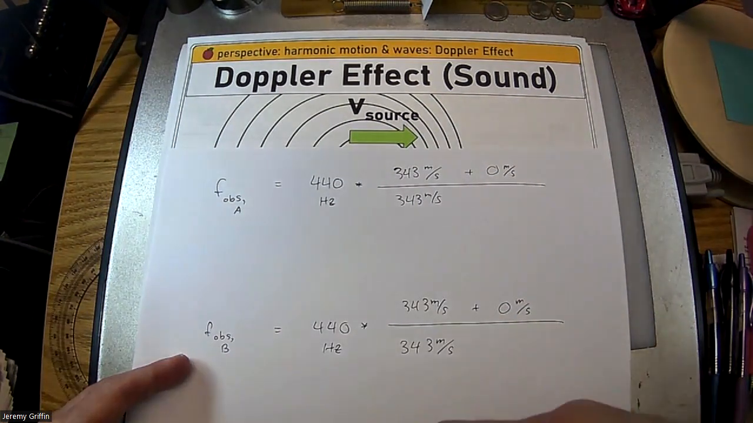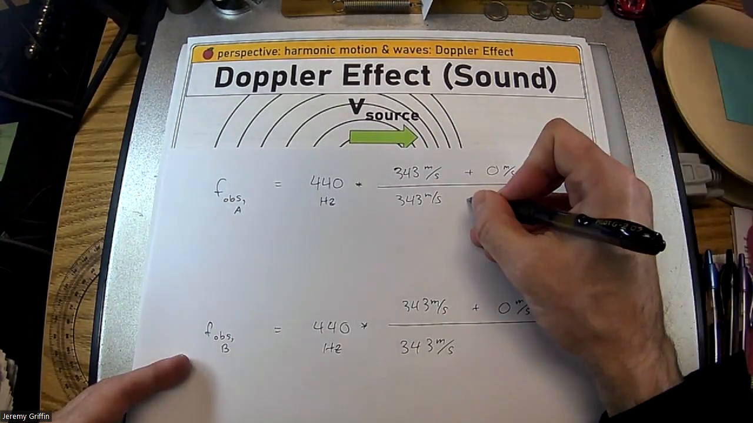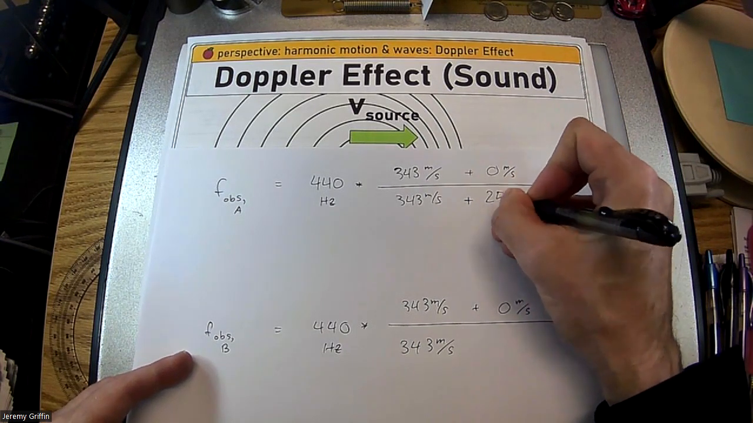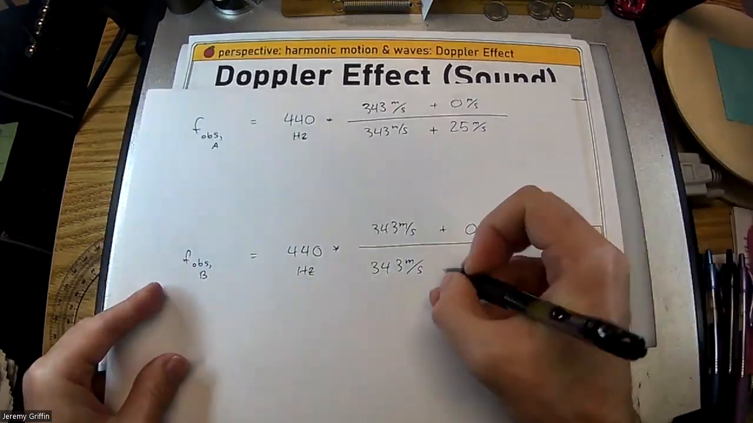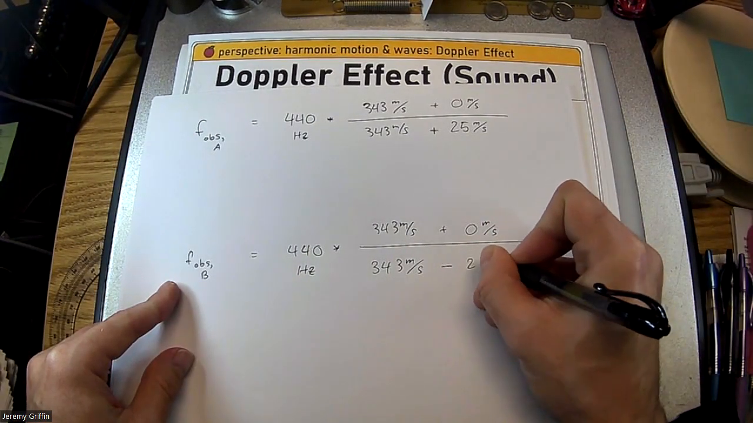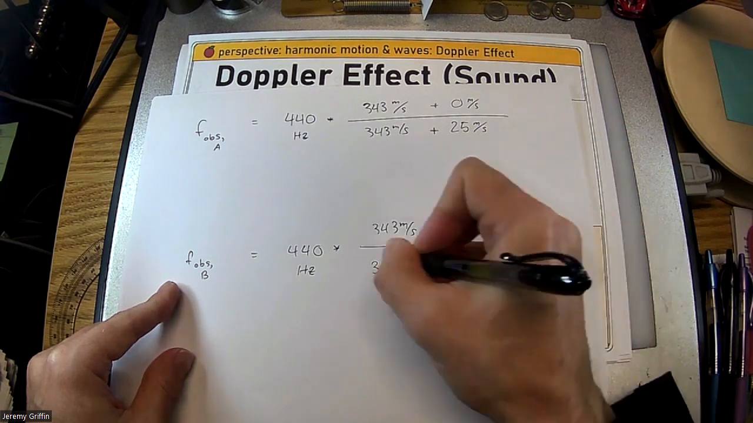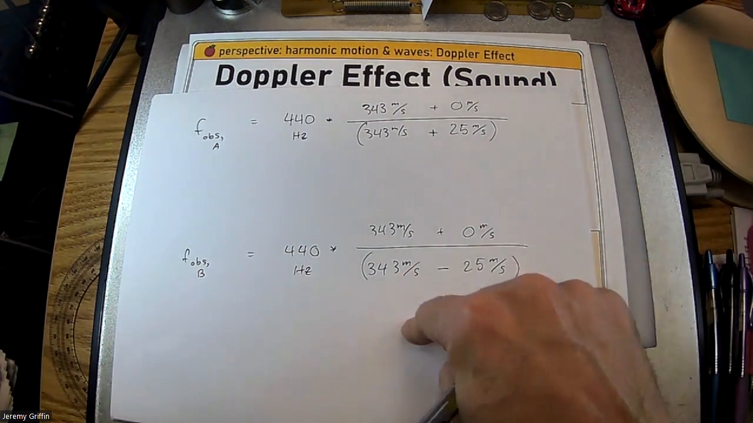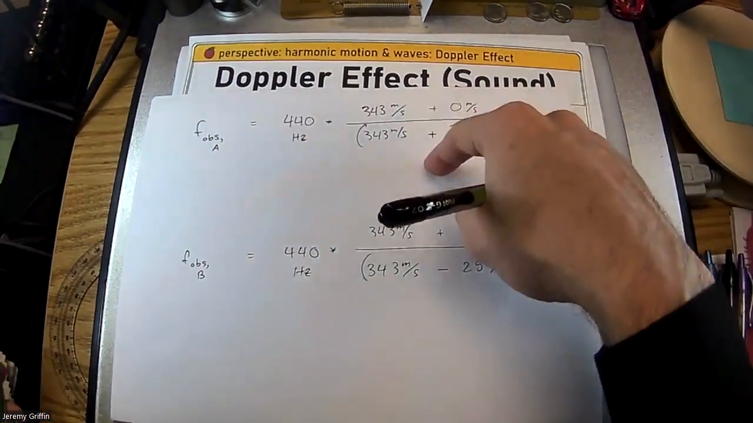Wait, isn't that the opposite of what you want? So you have to do what down here? Yeah, add the speed of the car. So for me, that'd be 25 meters per second. And then for person B, could you just switch this to minus 25 meters per second? You guys have something like that. What you should get is that person B hears a higher frequency than person A.